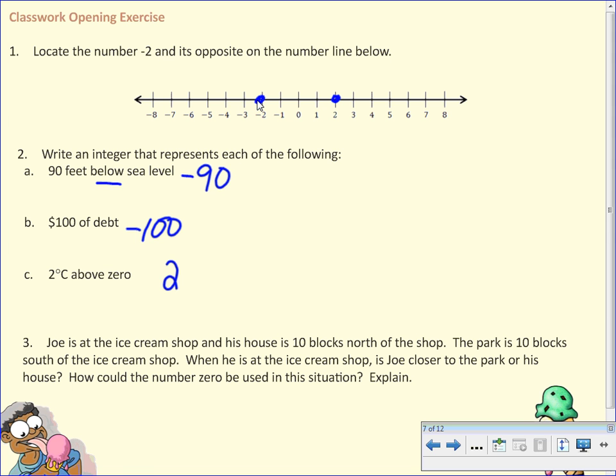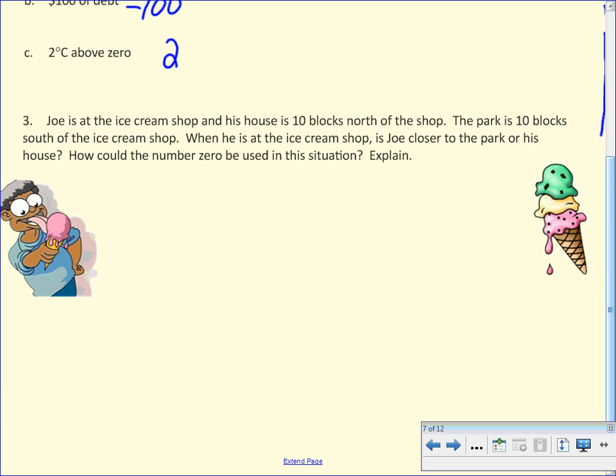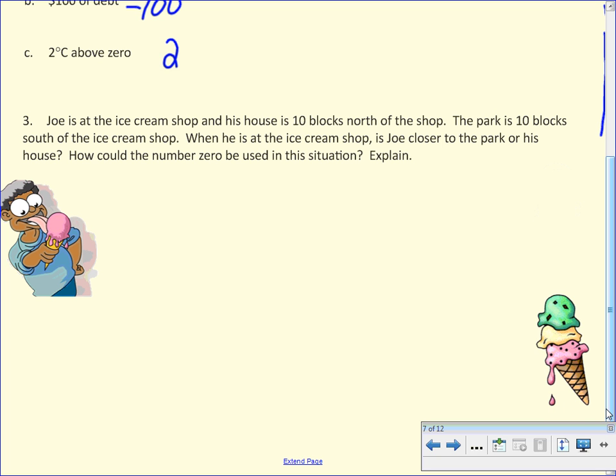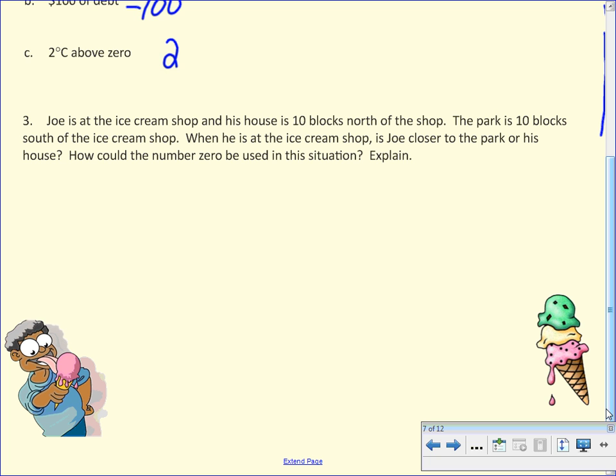But now for number 3, it's going down. All right, number 3, let's take a look. Joe's my kind of guy. He's hanging out at the ice cream shop. And his house is 10 blocks north of the shop. The park is 10 blocks south of the shop. When he is at the ice cream shop, is Joe closer to the park or his house? How could the number 0 be used in this situation?